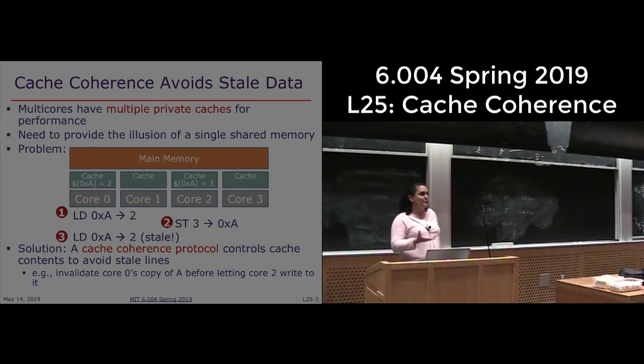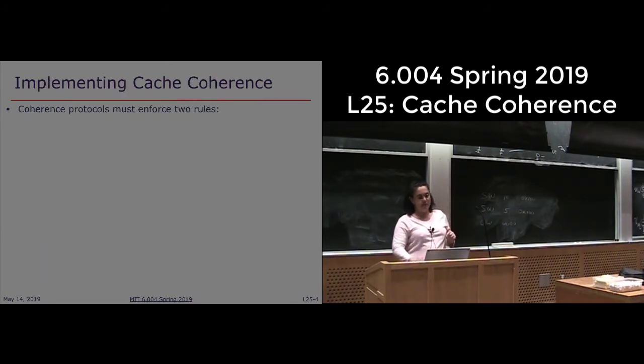So the solution to this is to introduce a cache-coherence protocol, which is what we're going to be talking about today. One way that I might have solved this problem and avoided getting the stale data is that at the time that core 2 decided that it wanted to write to the same address, I could have chosen to invalidate the value from core 0's cache, right? So then when it went to do its second load of address A, it now doesn't get a hit in its cache, and instead it would have to go back and get it from somewhere else. We're going to get into more details about that in just a bit.